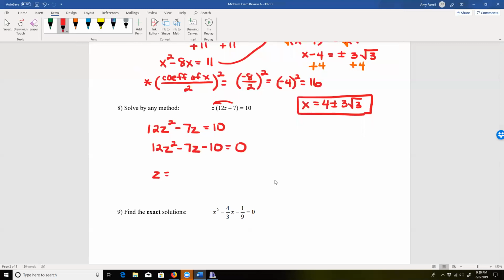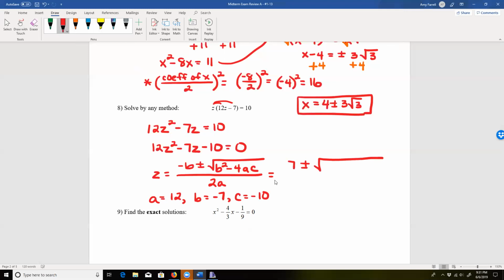So let's look at the quadratic formula. It says that z would be negative b plus or minus the square root of b squared minus 4ac, all over 2a. Our a is the coefficient of z squared, which is 12. Our b is the coefficient of z, which is negative 7. And our c is the constant, negative 10. So we just plug and chug into this formula. So negative b would be positive 7. When you square b, b is negative 7, you get 49. b squared is always going to be positive because you're squaring it. Minus 4 times a, which is 12, times c, which is negative 10, all over 2 times a.